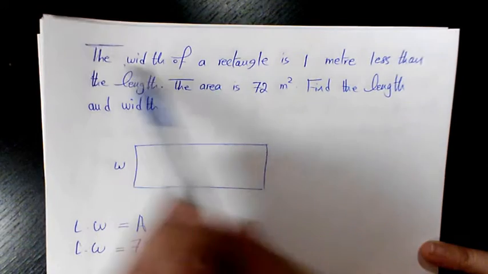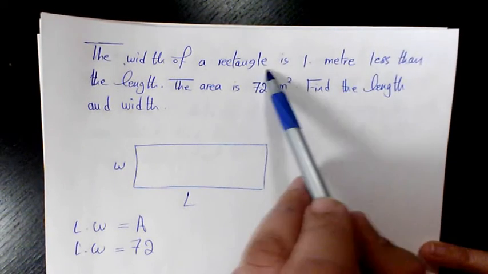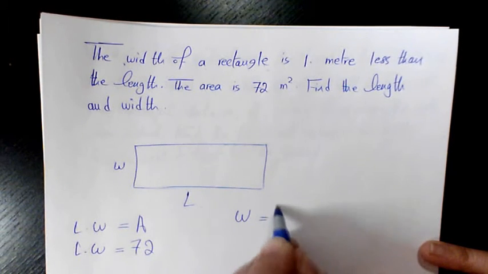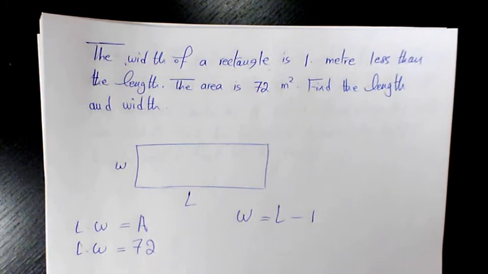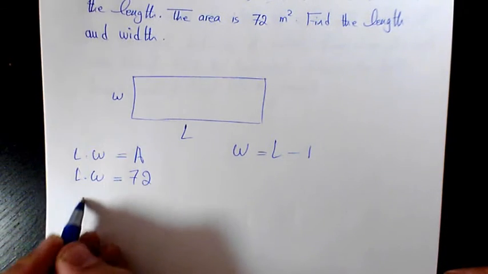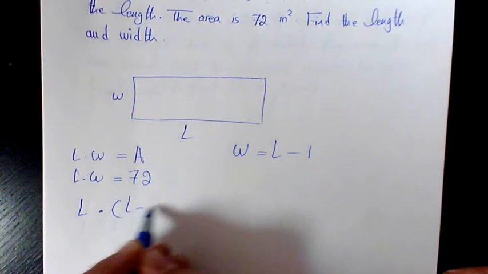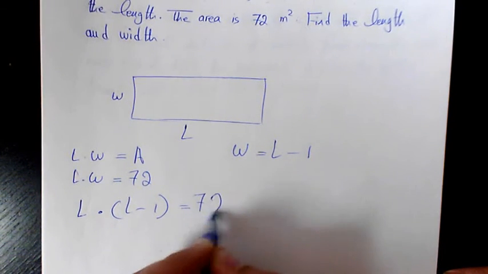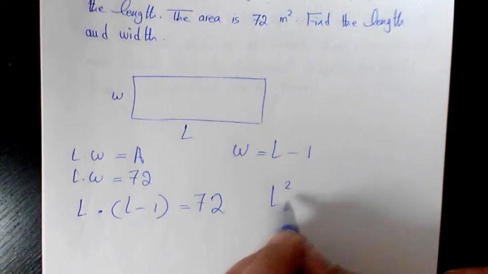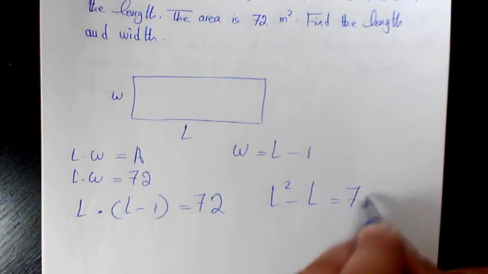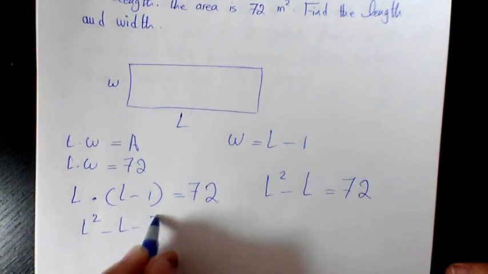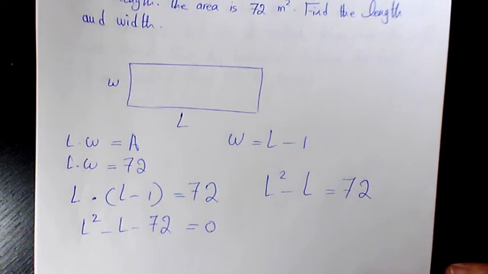It says the width of the rectangle is 1 meter less than the length. So it's basically W equals L minus 1. So we can say L times (L minus 1) equals 72. You multiply L times L, L squared. L times negative 1, negative L, equals 72. We move it to the left hand side: L squared minus L minus 72 equals 0.